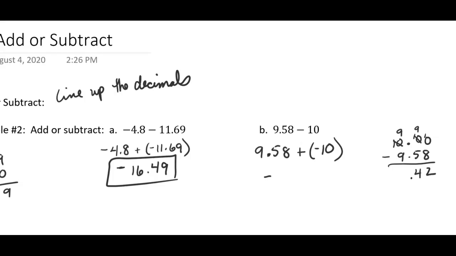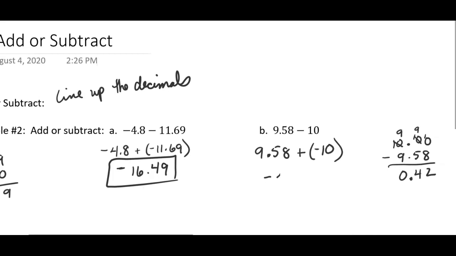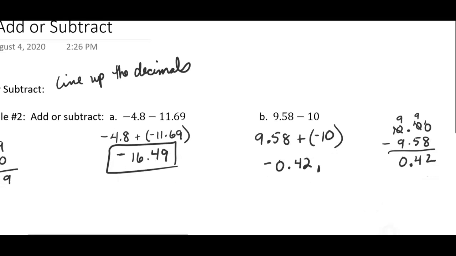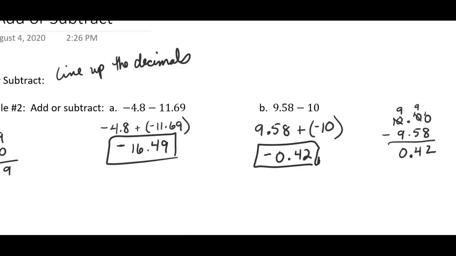My decimal will still come straight down. It'll follow the place values. And then 9 minus 9 is 0. I'm going to write the 0 though because of what we talked about on the last video. If there's nothing in the ones column, we're going to put a 0 there so that it's not confusing to read the number. 0.42, and our answer is negative. So negative 0.42.